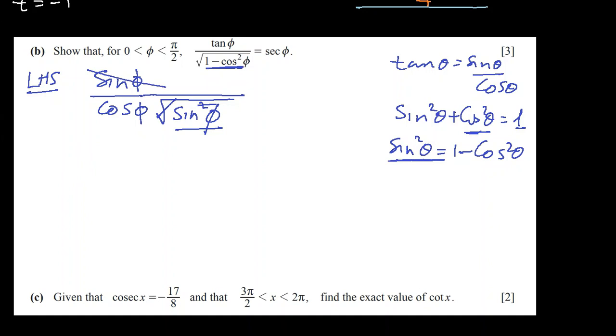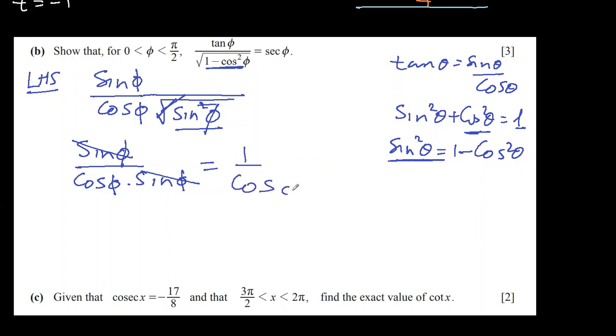Too complicated? Let me do it in 2 steps. So sine phi over cos phi sine phi. This is what we get because the square root and square cancel out. Now sine phi and sine phi cancel. We are left with 1 over cos phi, and 1 over cos phi is equal to secant phi, because secant is the reciprocal of cos.